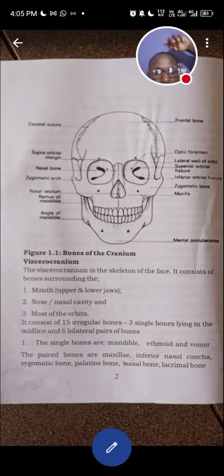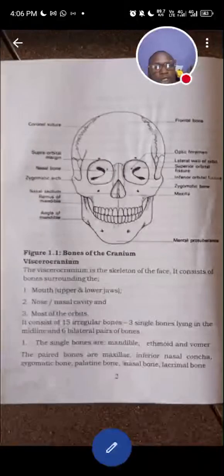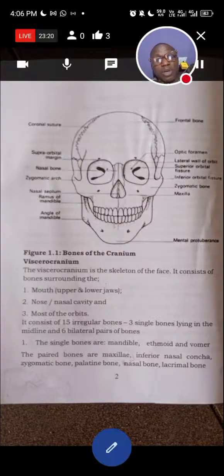The paired bones are maxillae, inferior nasal concha, and so on. So 3 single bones lie in the midline and 6 bilateral paired bones. Okay. Hope you are following. We are making progress. Thumbs up if you are with me.